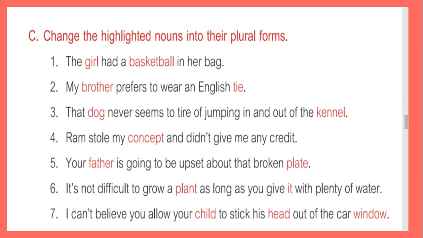The girl had a basketball in her bag. My brother prefers to wear an English tie. That dog never seems to get tired of jumping in and out of the kennel. Ram stole my concept and didn't give me any credit. Your father is going to be upset about that broken plate. It's not difficult to grow a plant as long as you give it plenty of water. I can't believe you allow your child to stick his head out of the car window.